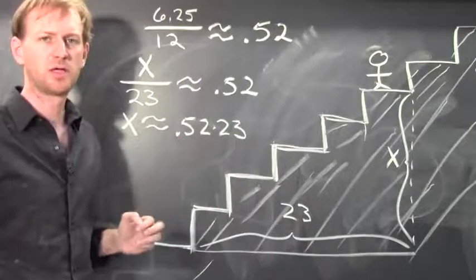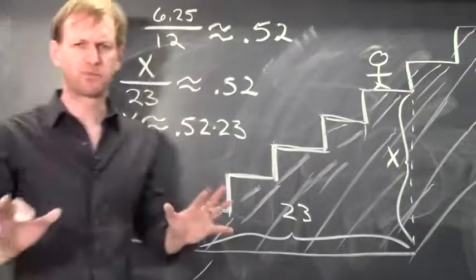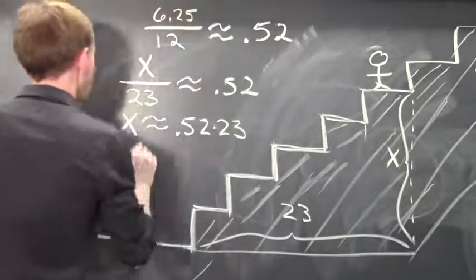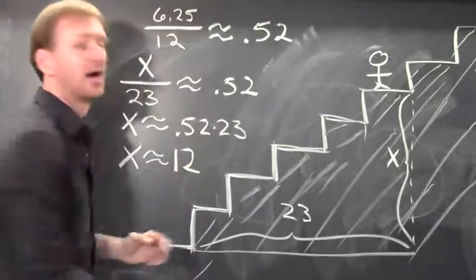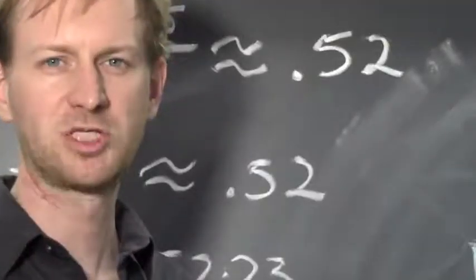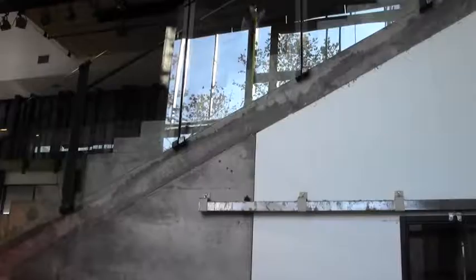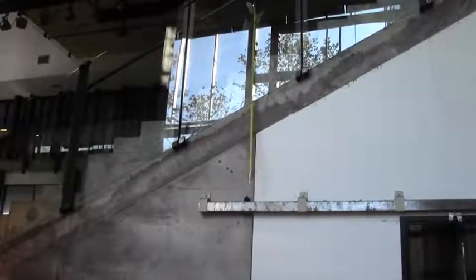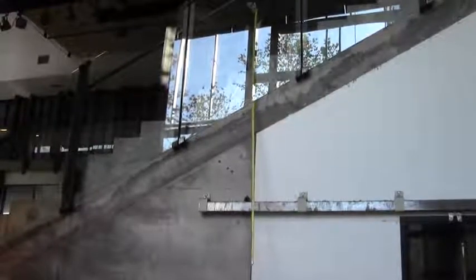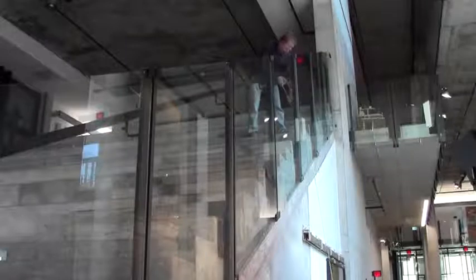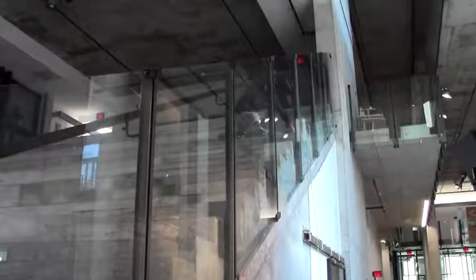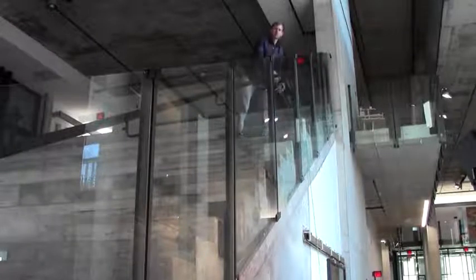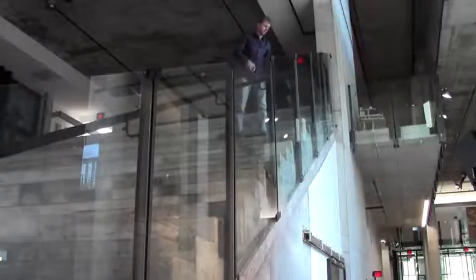0.52 times 23 is 11.96. So x is approximately 12 feet. Now let's go check our answer. So here we are checking our measurement, and I can see it's almost exactly 12 feet.